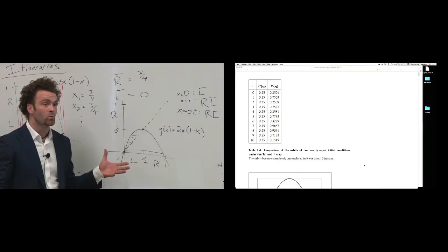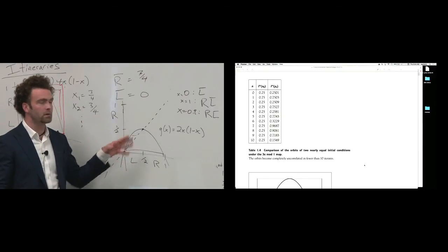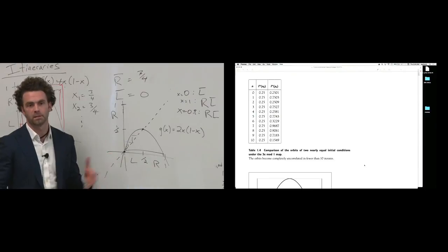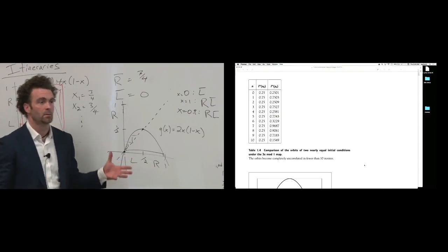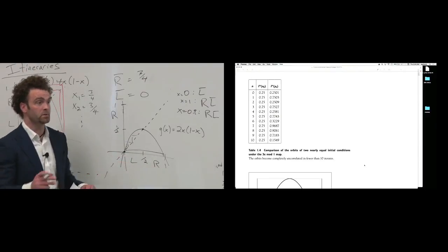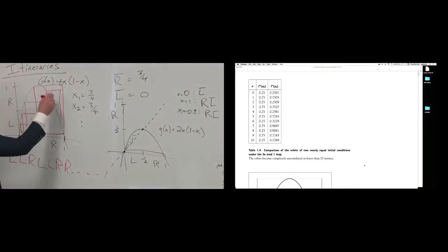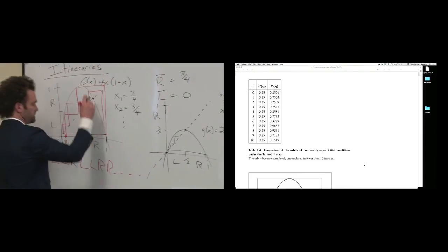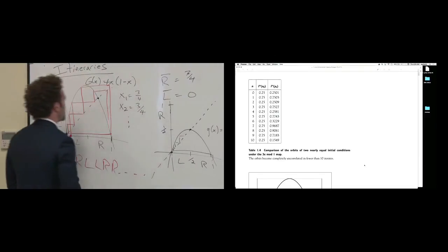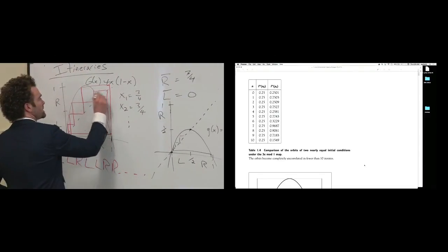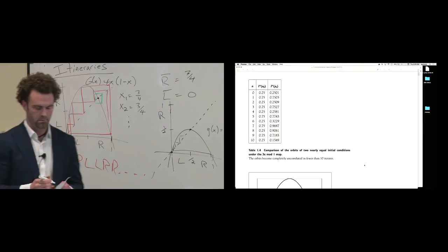Sinks will typically result in kind of boring itineraries, where all the points in the basin do the same thing. But if I've got a period 2 orbit over here somewhere, isn't there a period 2 source in here? Let's say it's this one. Period 2 source. What do we think its itinerary is going to be?